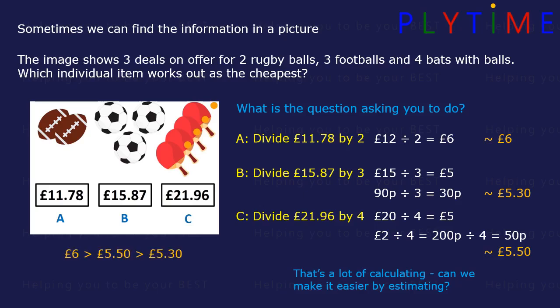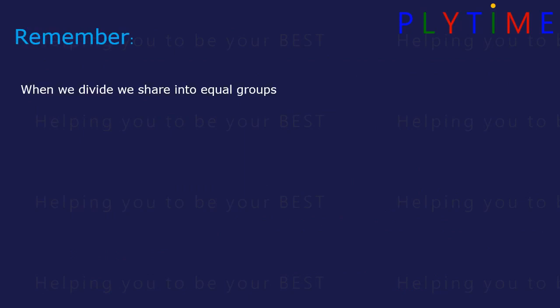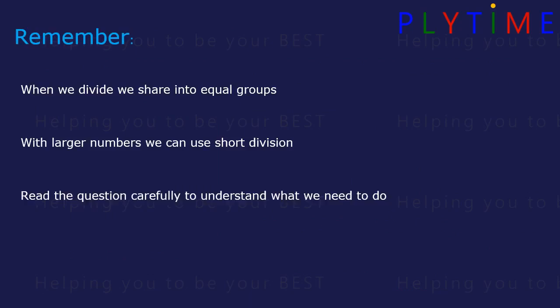£6 is bigger than £5.50, which is bigger than £5.30, so B is the cheapest. The footballs are the cheapest. Remember, when we divide, we share into equal groups. With larger numbers, we can use short division. Read the question carefully to understand what we need to do. Sometimes you can use estimations to get the answer.